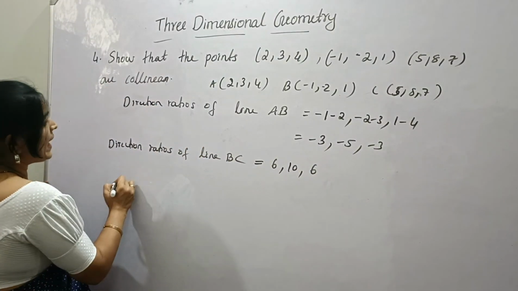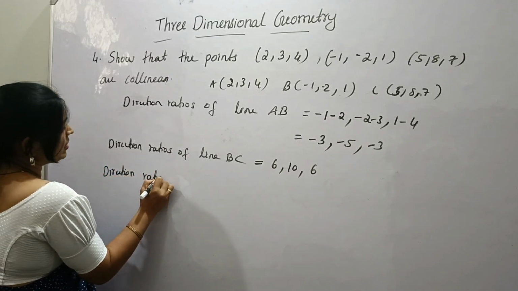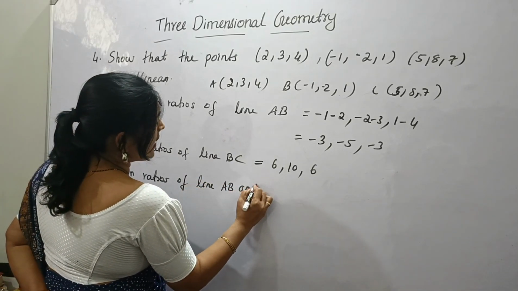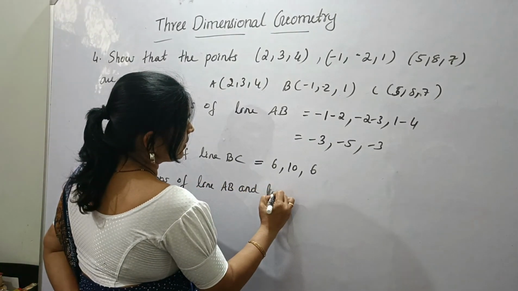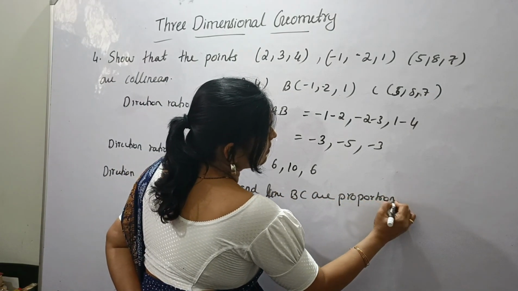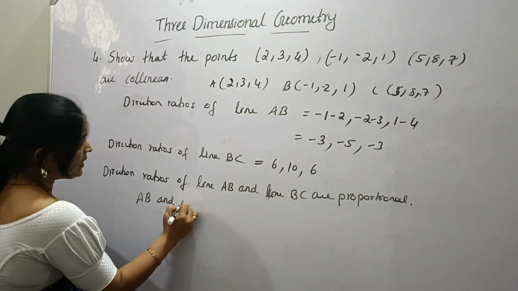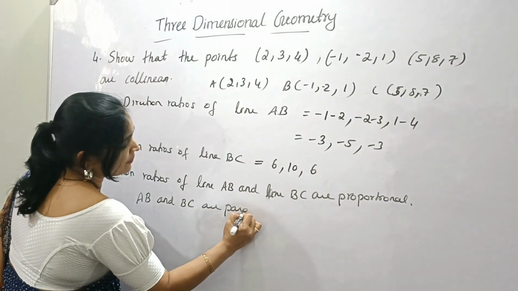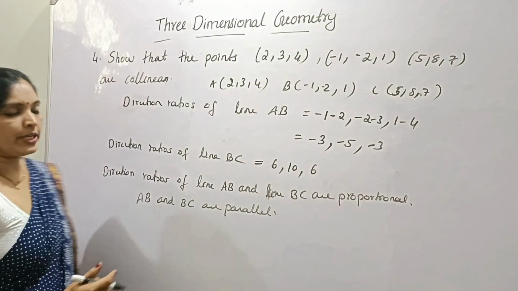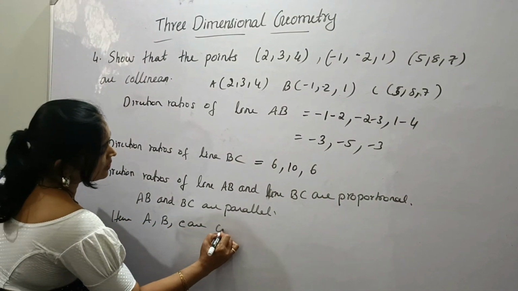Therefore, direction ratios of line AB and line BC are proportional, right? Therefore, lines AB and BC are parallel. Hence, points A, B, C are collinear. Okay? Hence, the points A, B, C are collinear.